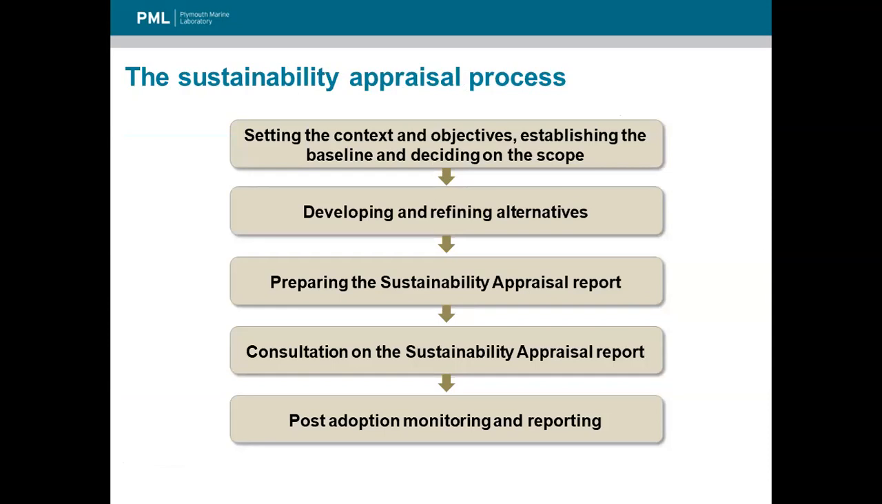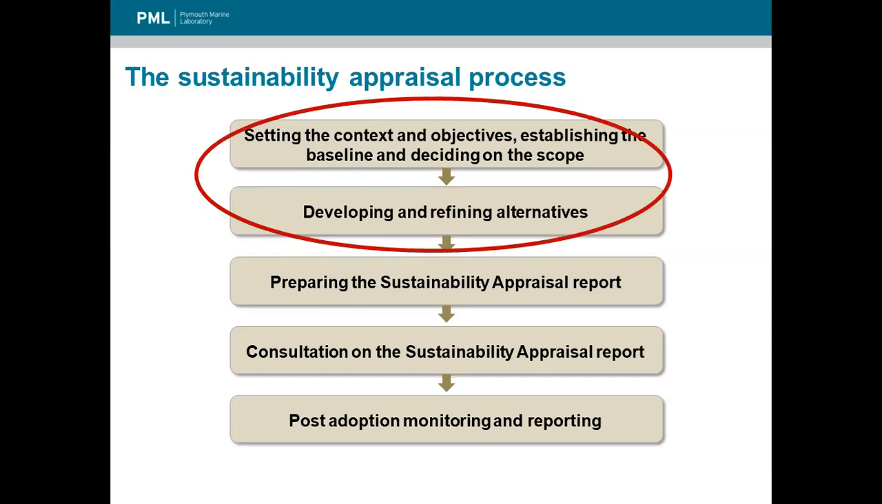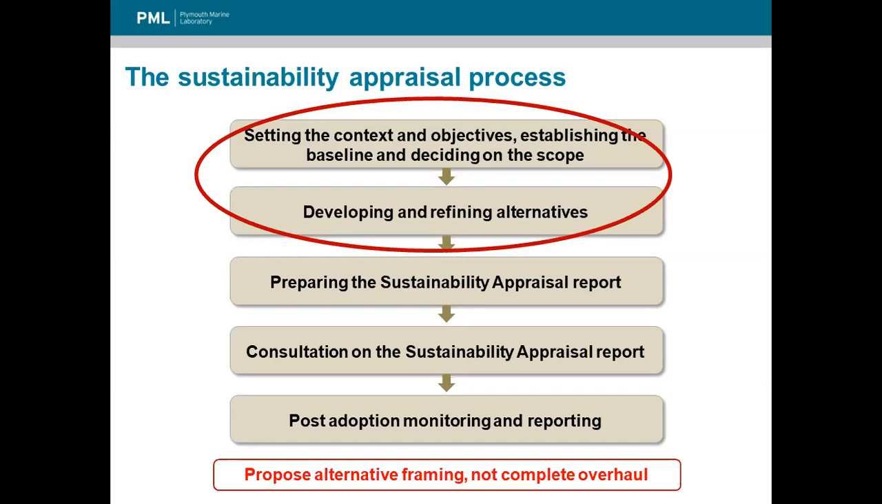And then you need to prepare a report, to consult on it, and to monitor and report after the plan's been adopted. And where our work focuses is on those first two stages, because obviously the need to produce a report, the need to consult, the need to monitor and evaluate doesn't change just because we framed the underlying environmental information in a slightly different way. And just to stress that that's exactly what we're doing, is proposing an alternative framing for the way that information is collected and presented. We're not proposing a complete overhaul of the sustainability appraisal process, because ripping it all up and starting it again would not be sensible.